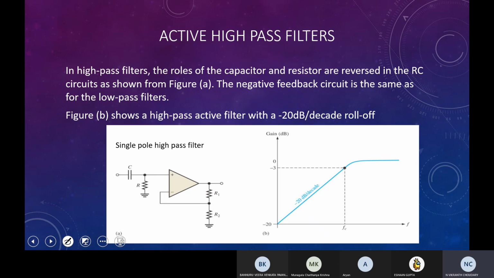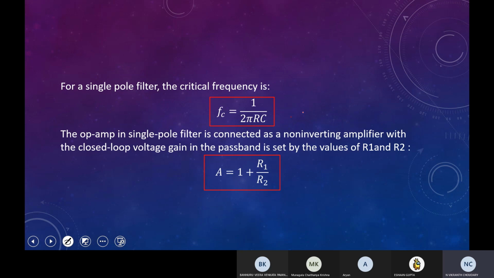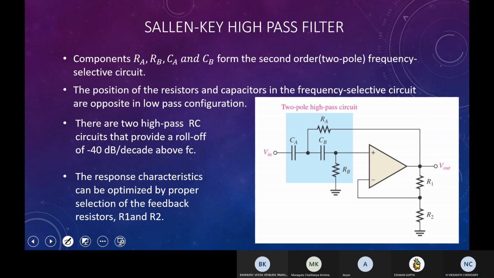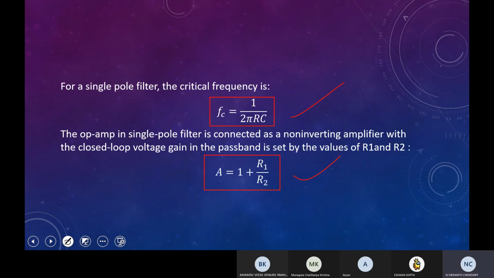It is exactly the same as the low pass filter, except here the R and C values are reversed. So in a low pass filter, here there was R and here there was C. Here they are just changed. So everything remains the same. The cutoff frequency would be 1 by 2 pi RC, and the gain would also be 1 plus R1 upon R2. And the cascading would also be the same as well.